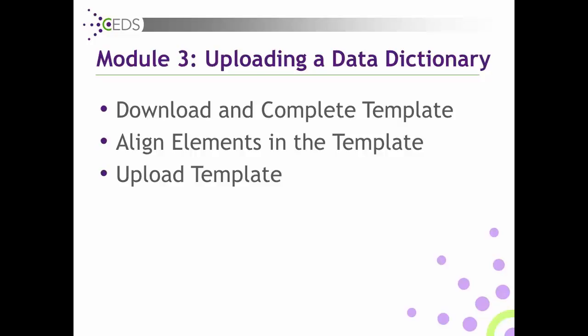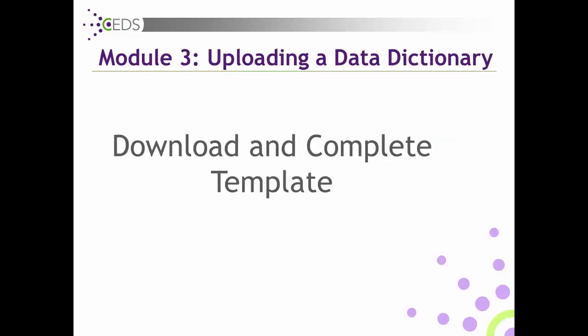There are two ways to add elements to your map. You can either upload your data dictionary or you can enter elements individually. This tutorial will explain the steps for uploading a data dictionary. If you would like to enter elements individually, please review Align Module 4, Aligning Elements to CEDS.